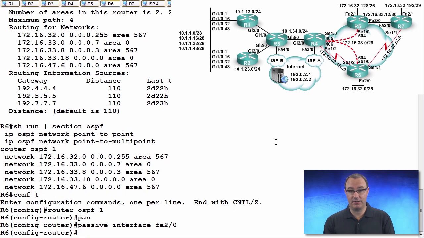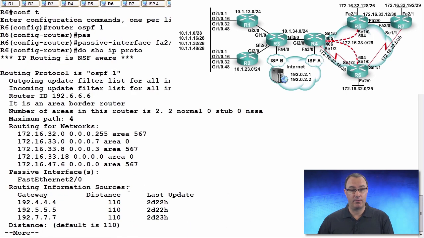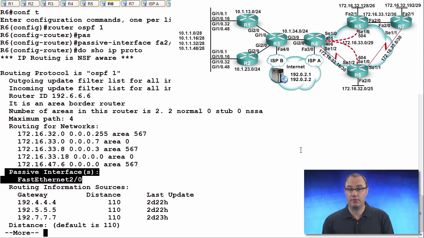I don't expect anything massive to occur here. We're not breaking any neighborships. Now, if I did that and I did break neighborships, I'd really have to do my due diligence and figure out what I might have done wrong. But I'm going to redo those show commands, show IP protocol. And now I see that I am running passively on that interface. Do not speak nor listen to OSPF on that interface.